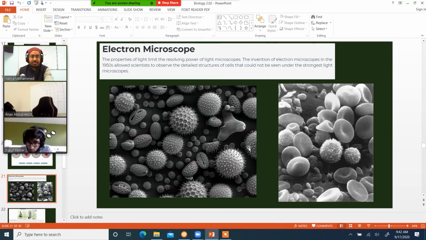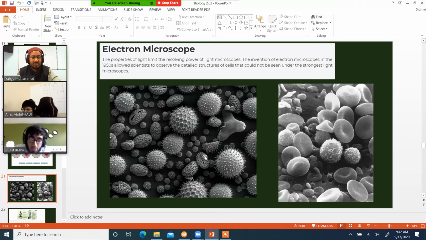These are the kinds of pictures that you see with the electron microscope. These are like 3D images. You can see really amazing images. What is this on the right? Blood cells, right? So you see the difference between the light microscope and the electron microscope. Look at how well you can see all these red blood cells. The detail is amazing, right?